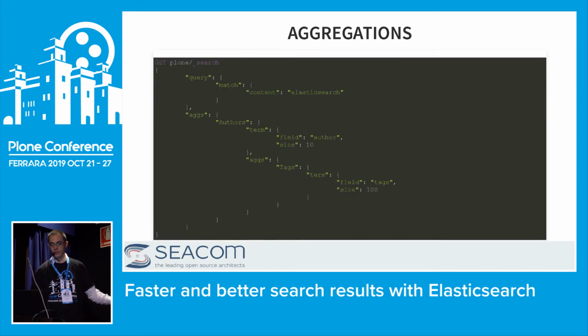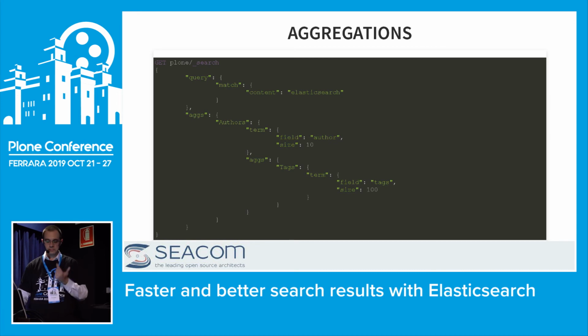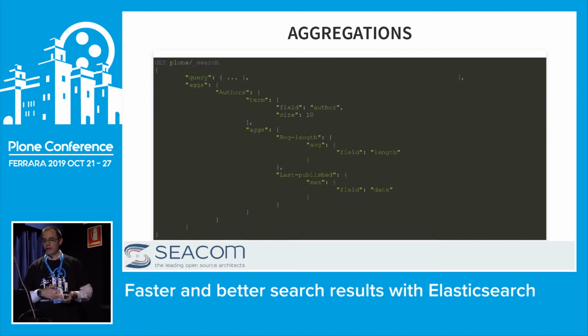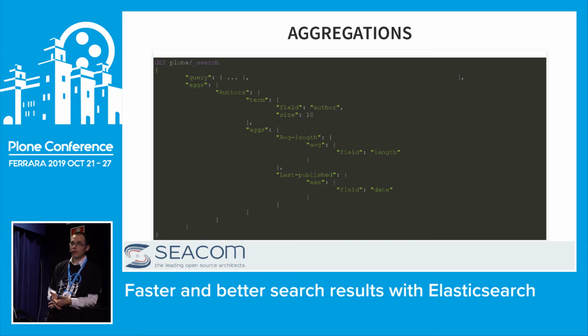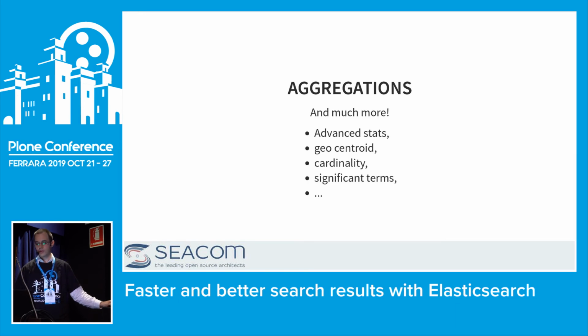Or maybe for each author, we want to know what terms he uses. So this is a sub-aggregation. We can put aggregation inside aggregation, and there are many things we can do. We can do metric aggregation, like I want to know for each author what is the average length of his posts. Take, for example, the weblog. So again, all last published documents, there are sub-aggregations. They are very fast because they are done by the cluster and not by your front end. Much more, geo centroid and so on.